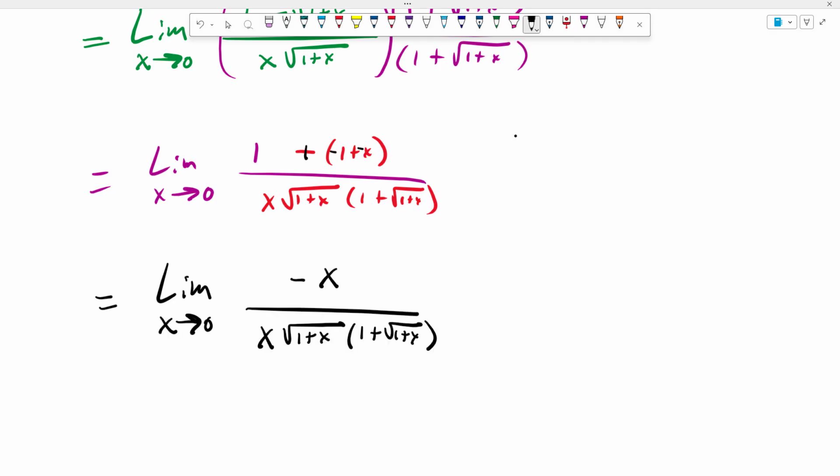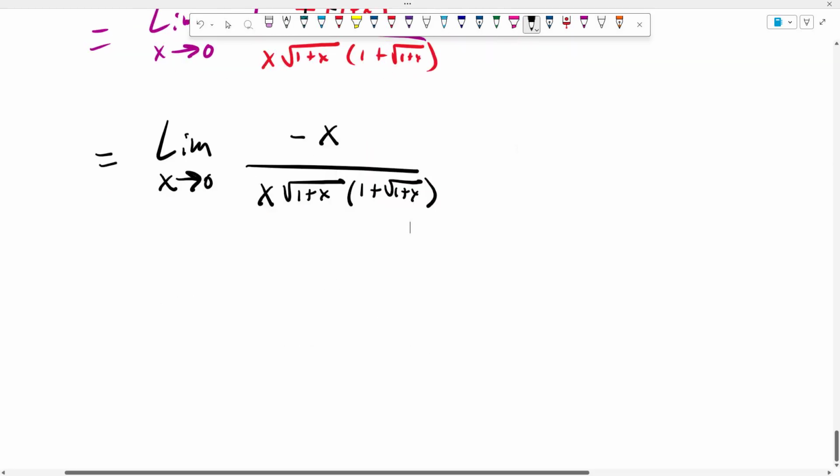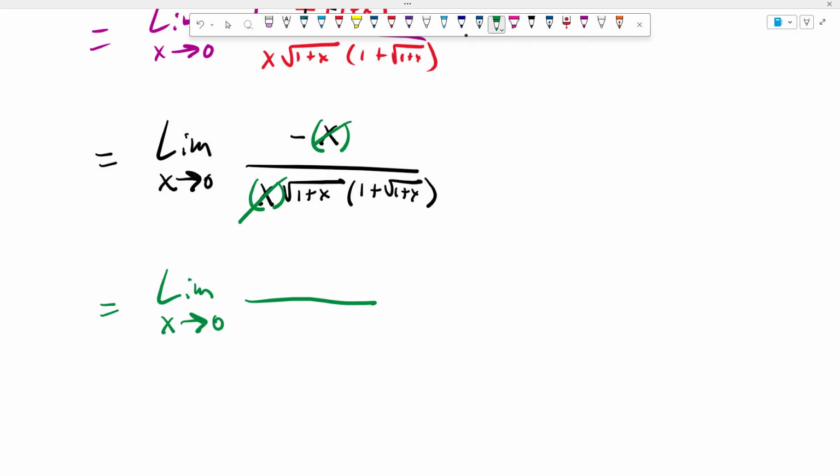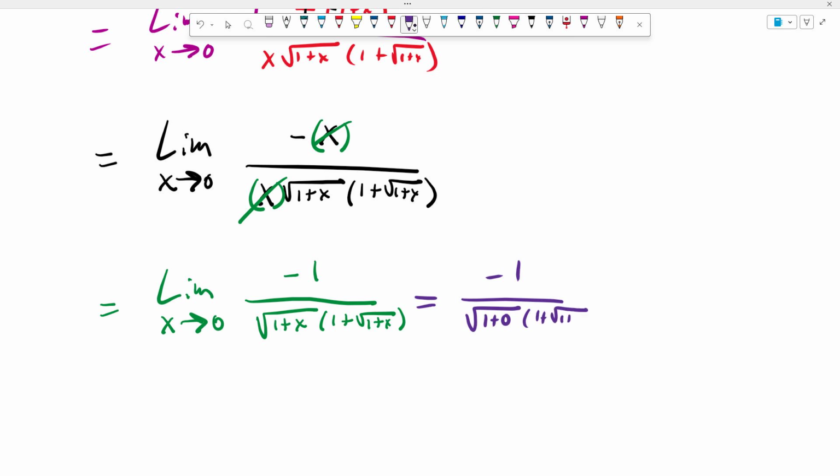And now what? One of our other tricks: we can cancel out the common factor here of x. And now we go to direct substitution and see what happens. So 1 times 1 plus 1. We get negative.